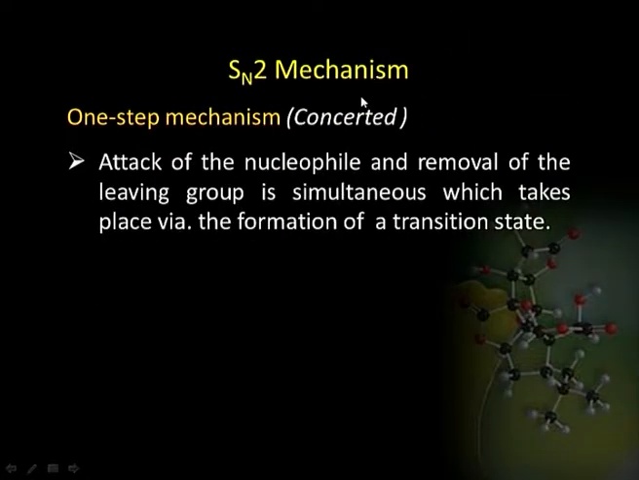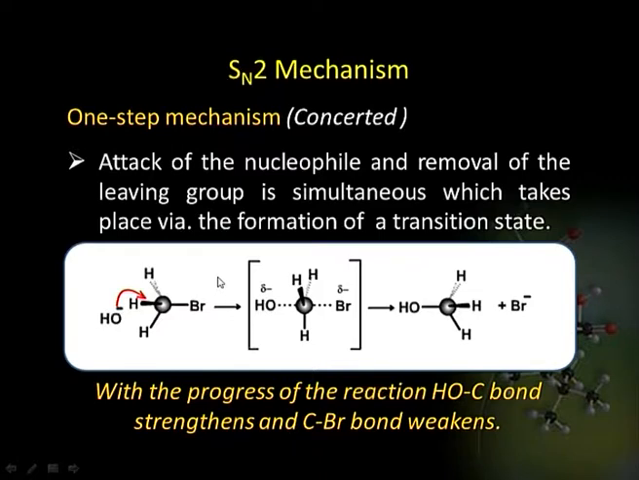The SN2 mechanism, if we look into the details of this, it is a one-step mechanism, or we can say that it is a concerted mechanism. The attack of the nucleophile and removal of the leaving group is simultaneous. As you look into this equation, you will realize that this methyl bromide is attacked by the nucleophile, that is hydroxide ion, and via the formation of this transition state, it leads to the formation of the alcohol, and the leaving group leaves, of course.